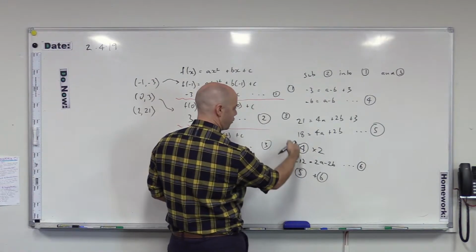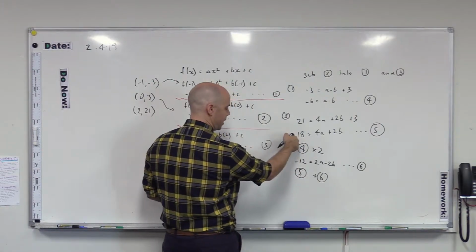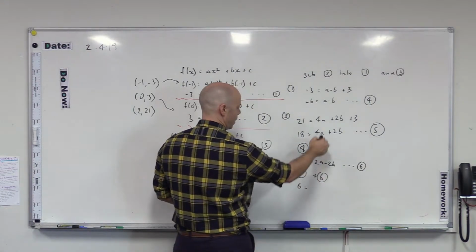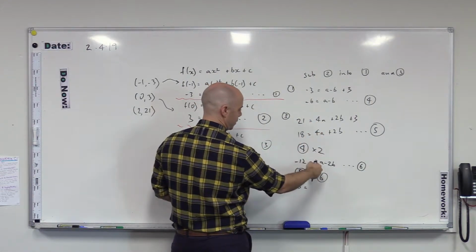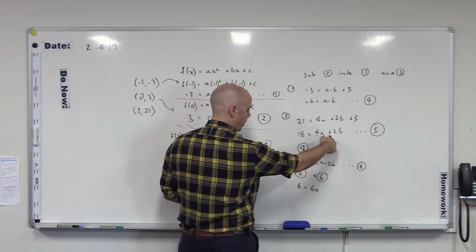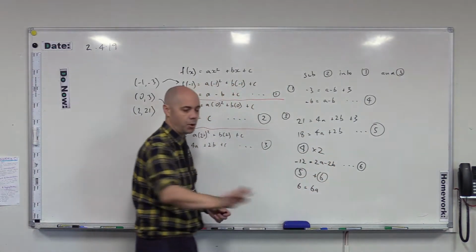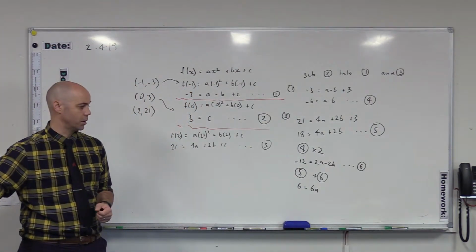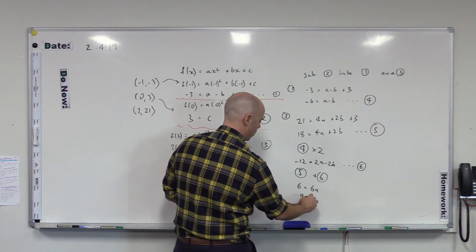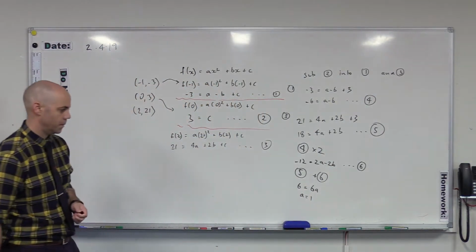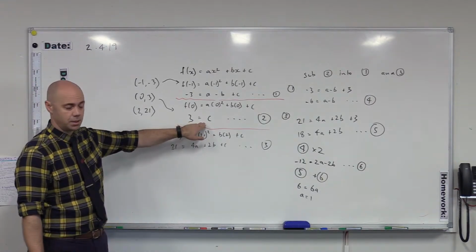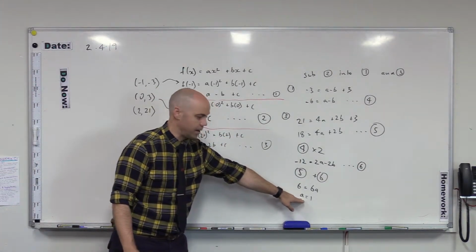So I need to go through and add the left-hand side. 18 plus negative 12 gives me 6. 4a plus 2a gives me 6a. And as I said, 2b plus negative 2b gives me no b's. Okay, and so that's all I've got left. 6 equals 6a, and a equals 1.